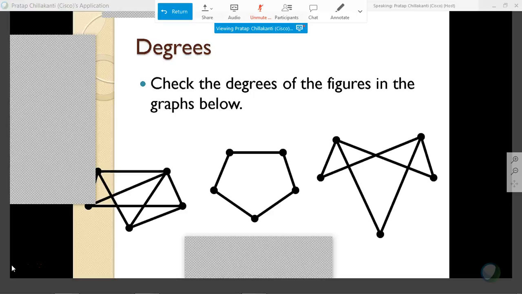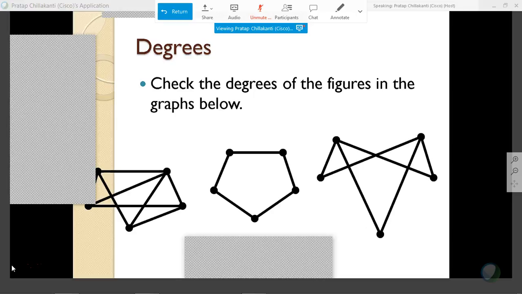So same thing, you can see that the second one by default is a trivial case, right? The degree of the graph is 2. 2 by 2 is 1. So every node has a degree of 1 for sure, at least. So it has a Hamiltonian path.